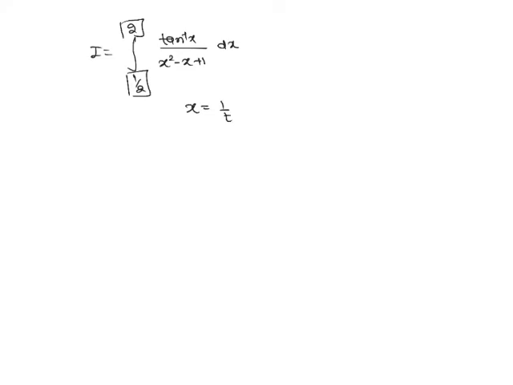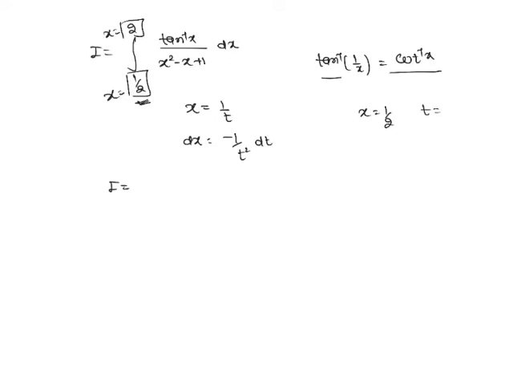inverse x becomes cot inverse x, because we know tan inverse 1 by x is nothing but cot inverse x. So we can think about this property. So here dx equals minus 1 by t square dt. So it will become I equals to, if the lower limit is x equals 1/2 and x equals 2. If x is equal to 1/2, then what will t be? 2. If x equals 2, then t equals 1/2.